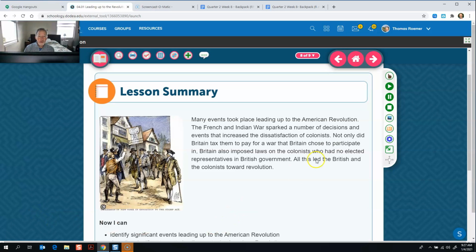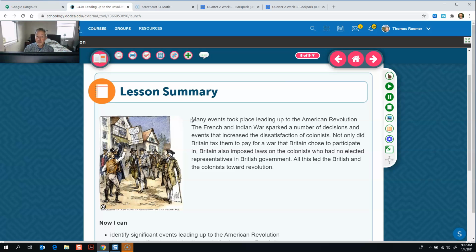Okay, so as you know, each lesson, the second to last slide is a review. It also gives you a nice little summary right here. So I'm in lesson 1, slide 8 out of 9, so the second to last one. Okay, let's take a look at right here. This is dealing with leading up to the American Revolution.